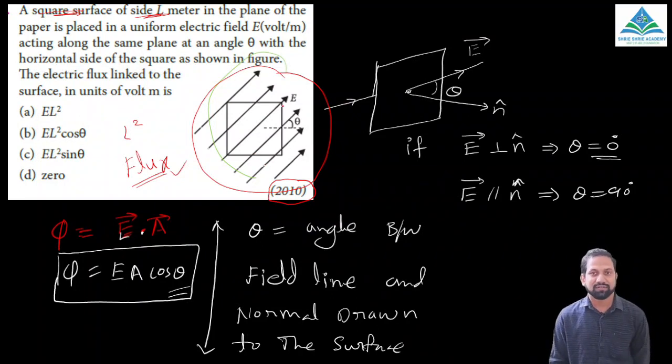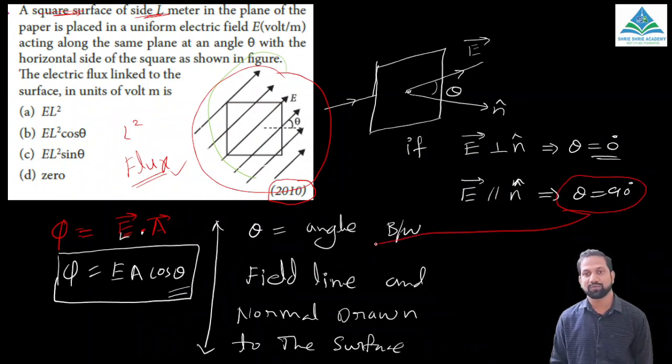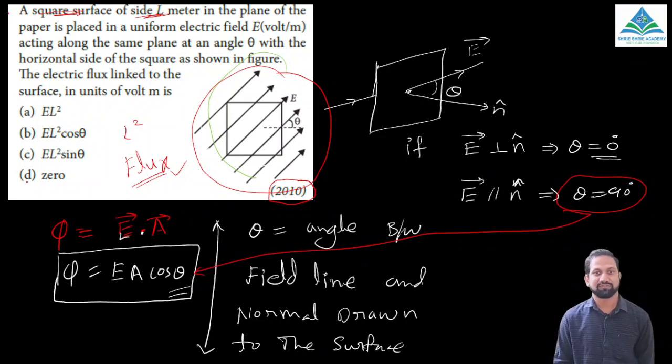If the area and field are in the same plane, remember they are parallel to each other. If they are parallel to each other, the angle is going to be 90 degrees. If it is 90 degrees, then according to the dot product rule, the dot product will become 0. So the flux will become 0 here.